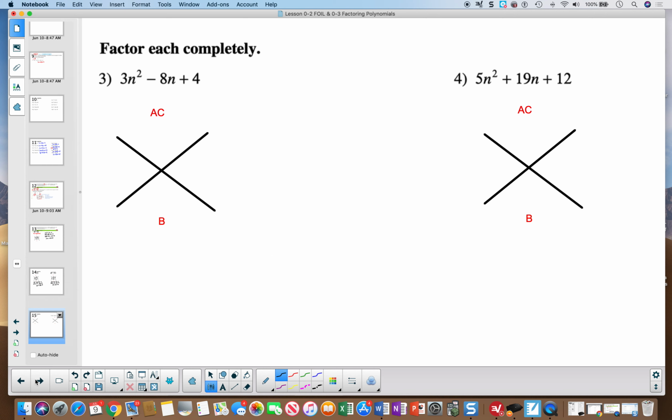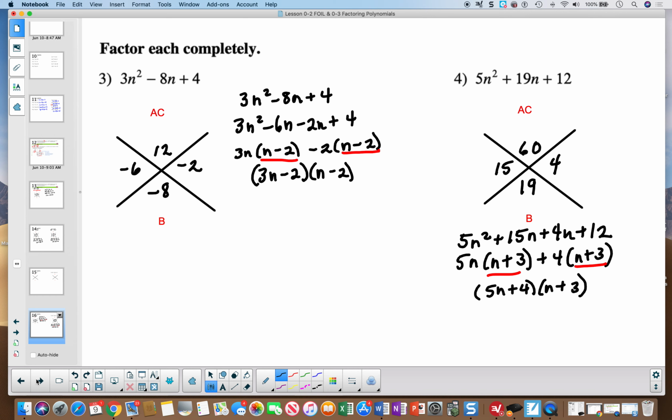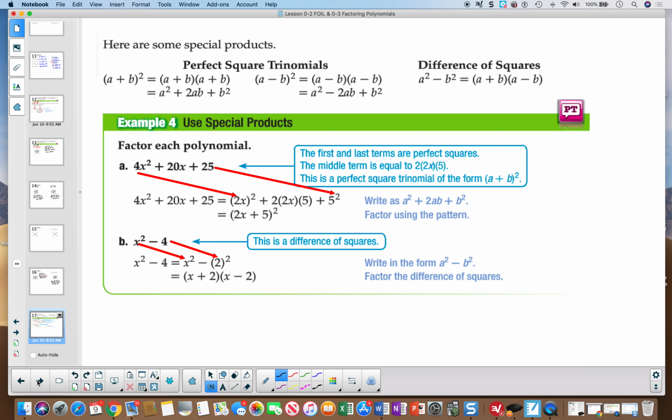Okay, please pause the screencast and try these two problems. And here's the answer. Let's take a look at some other special products.